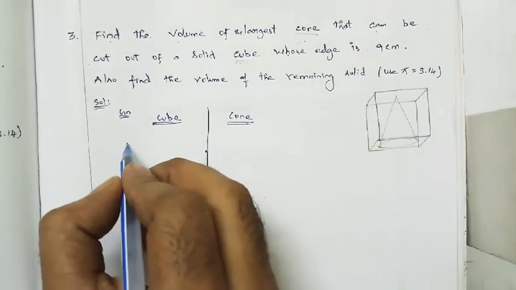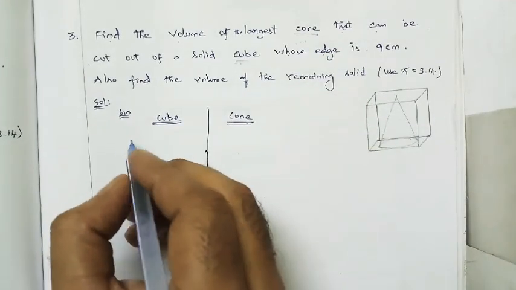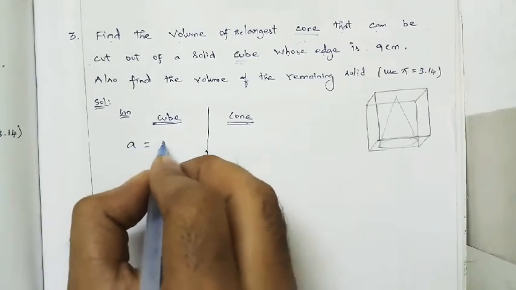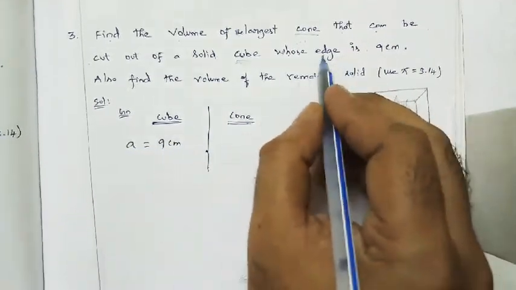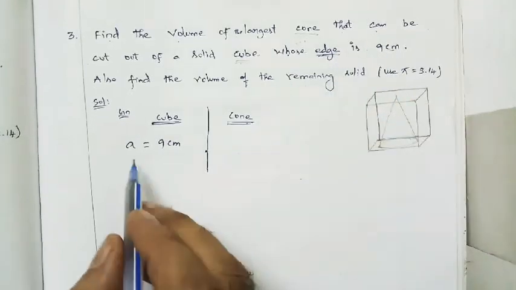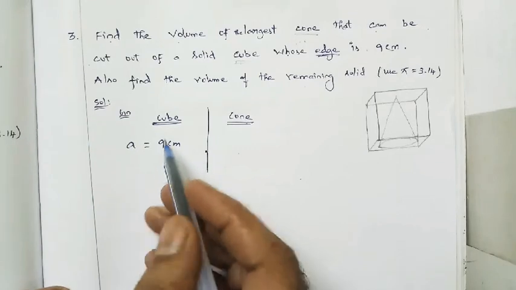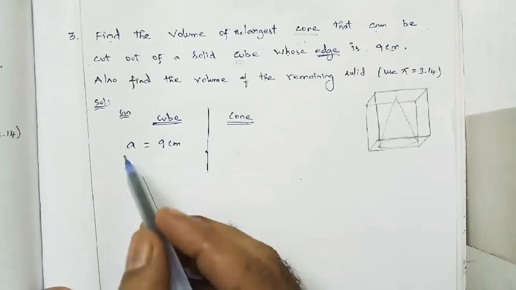Edge is nothing but side, so edge or side are the same. So I am taking a is equal to 9 centimeter. The edge a is 9 centimeter. For finding the volume of the cube, what is the formula? a cube. So we have that.